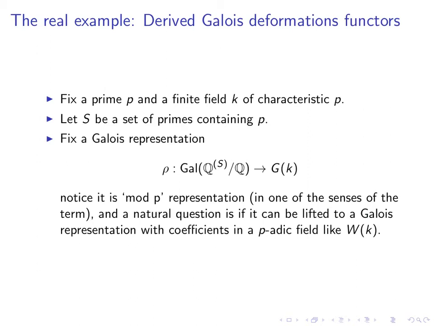Okay, now the real example in the Galatius and Venkatesh paper is the derived Galois deformation functor. So we fix a prime p and a finite field K of characteristic p. Let S be a set of primes containing p. And then we fix the Galois representation. It's one of these mod p representations, because the coefficient field K is of characteristic p. And so a natural question is whether this representation can be lifted to a Galois representation with coefficients in a p-adic field like the Witt vectors over K.